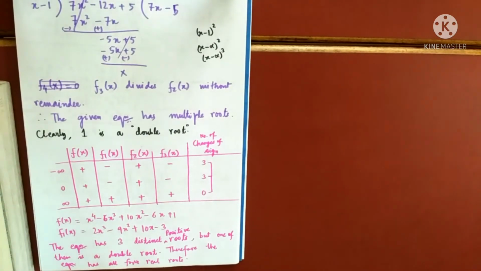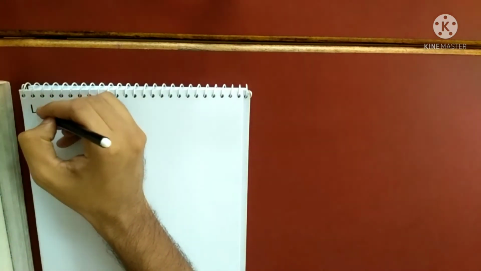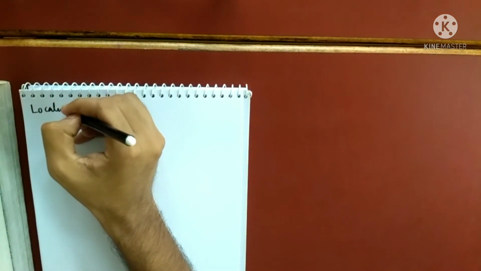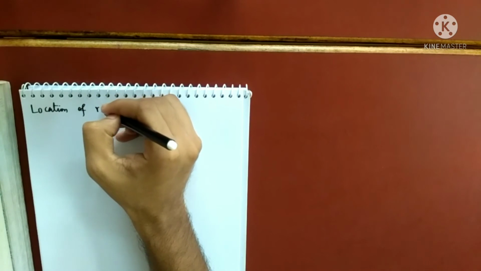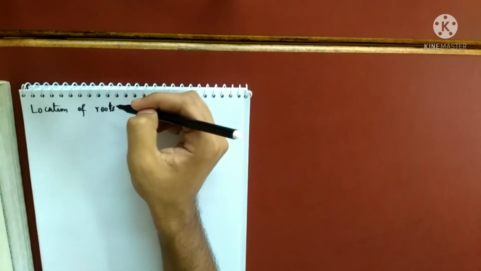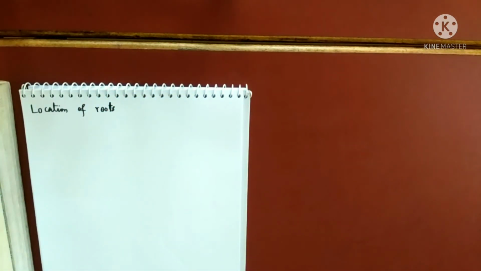Now I have talked about the number of real roots. Now I'll talk about the position. Let me talk about the location of roots, or position of roots. So I will take some intervals that will contain roots, right?